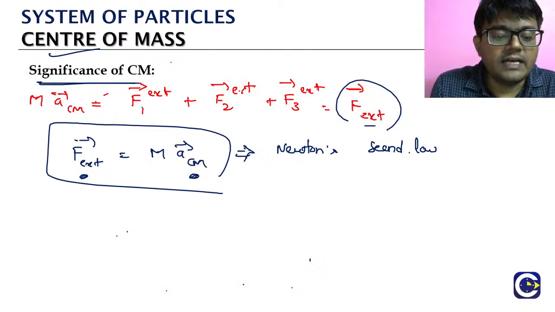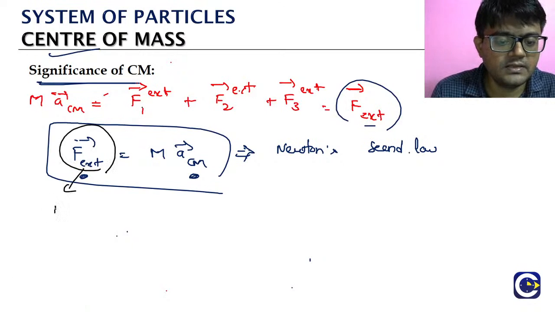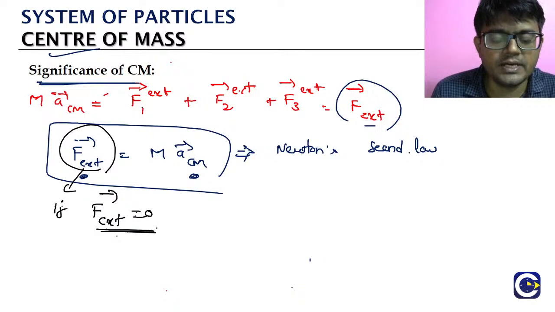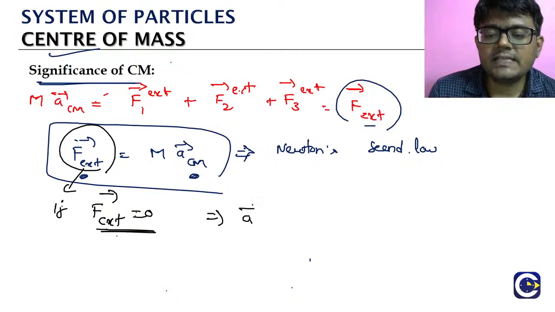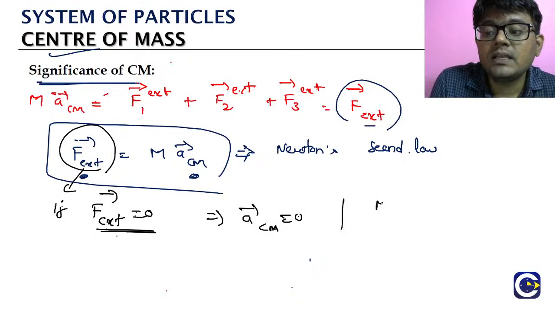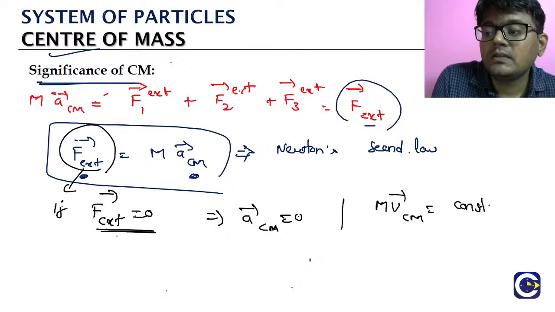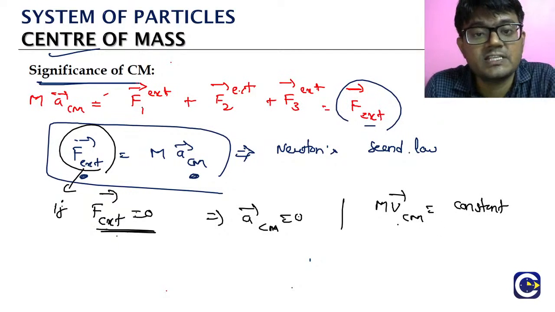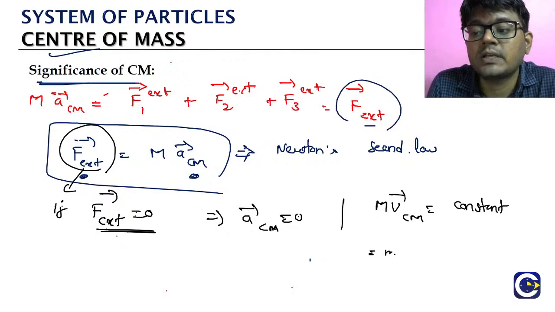From this we can get some interesting results. If the net external force or the total external force is 0, that is an important condition. If F external is 0, what does it mean? It means the acceleration of the center of mass is 0. Acceleration 0 means the velocity of the center of mass will remain constant, right? Velocity of the center of mass remaining constant means the first result, mass of the system into velocity of the center of mass, is equal to m1v1 plus m2v2 and so on.